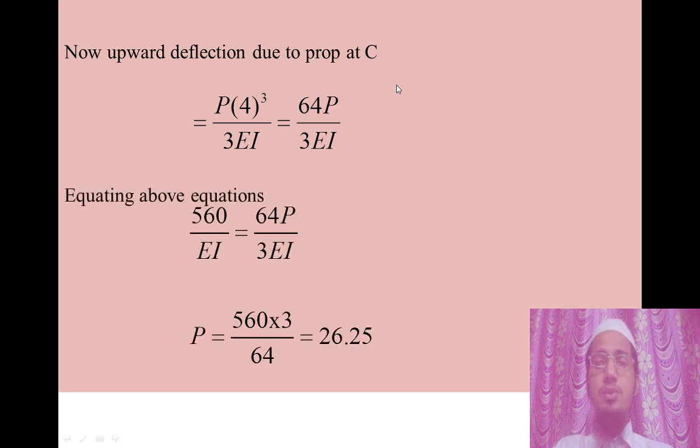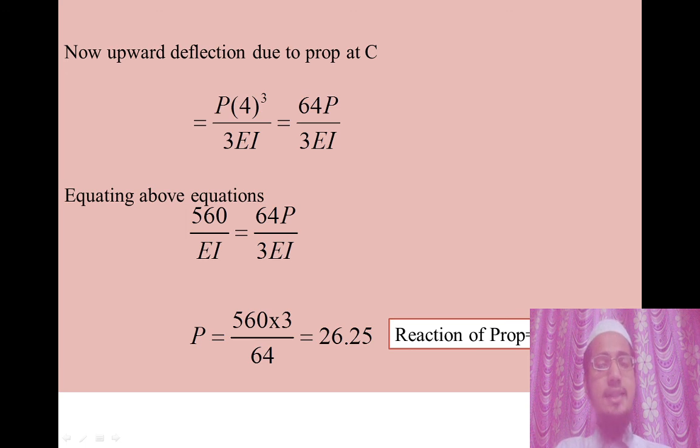Now by equating these two, 560 by EI equals 64P divided by 3EI. EI will get cancelled, and by simplifying we will get P as 26.25, or we can say the reaction of the prop equals 26.25 kilonewton. Got it? Note it down fast. So likewise, from basic principle you can find deflection, equate, and calculate.